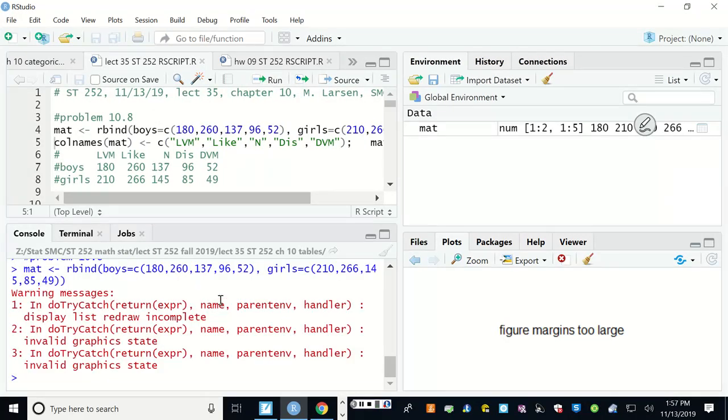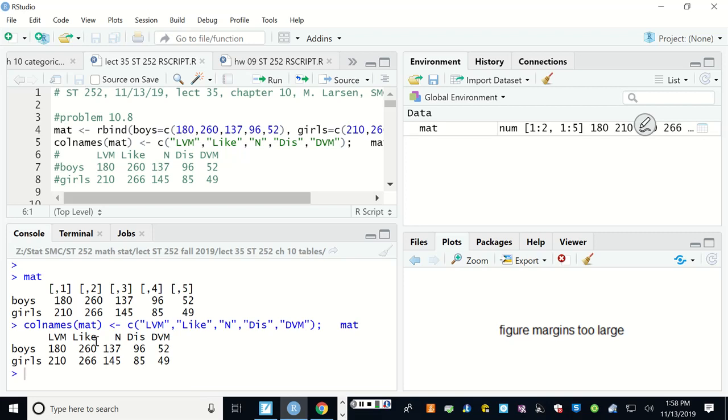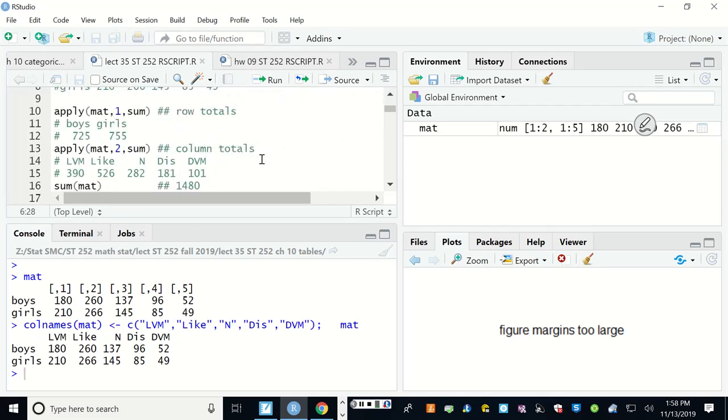And that's just something about the graphics. And so now I have this matrix here that has boys and girls, and I can add column names to it. So just like very much, like, neither, dislike, dislike very much. In that order, I can put that there, and then I get the labels. Makes it a little easier to see.